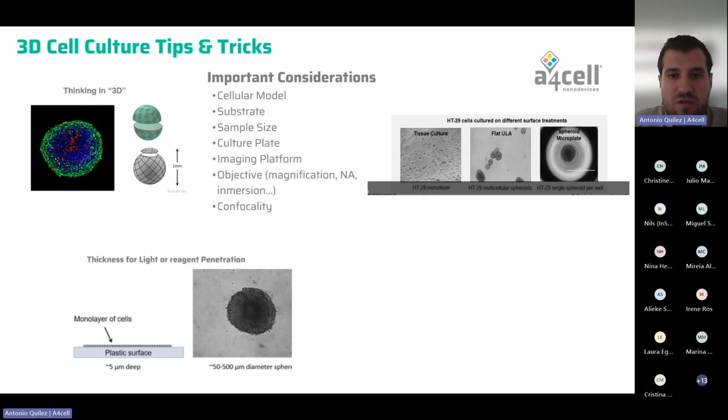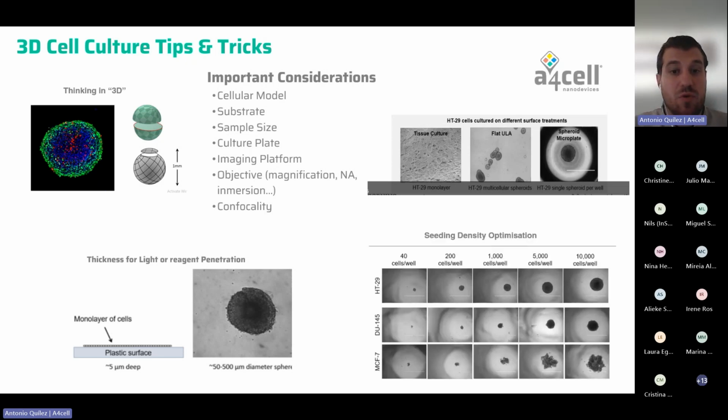And we can also use some kind of spheroid microplates and different solutions that are already available in the market. But once we have chosen our plate, it's important to optimize the seeding density and check how long we want to allow our cells to grow, because it's not the same to start with 40 cells, as you are seeing in these examples with different cell lines, and starting with 10,000 cells. So the homogeneity is different, and also it's going to depend on the duration of your assay over time.